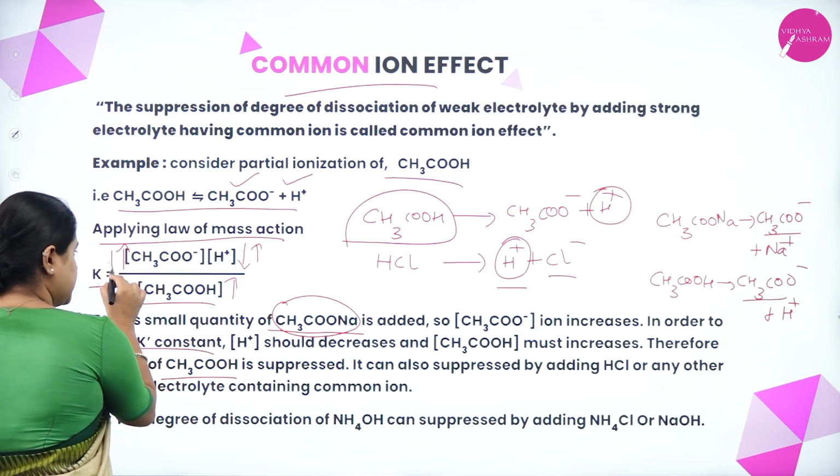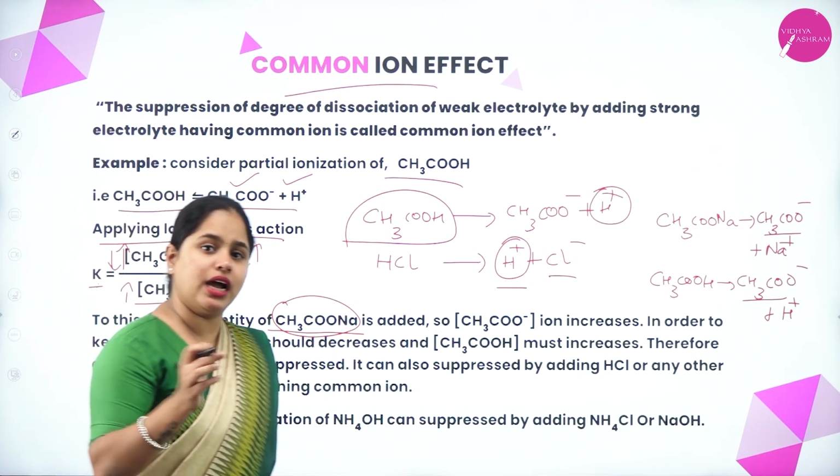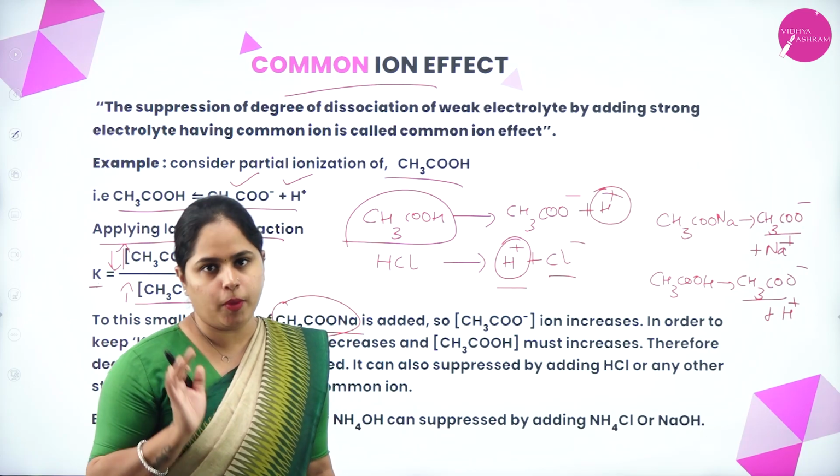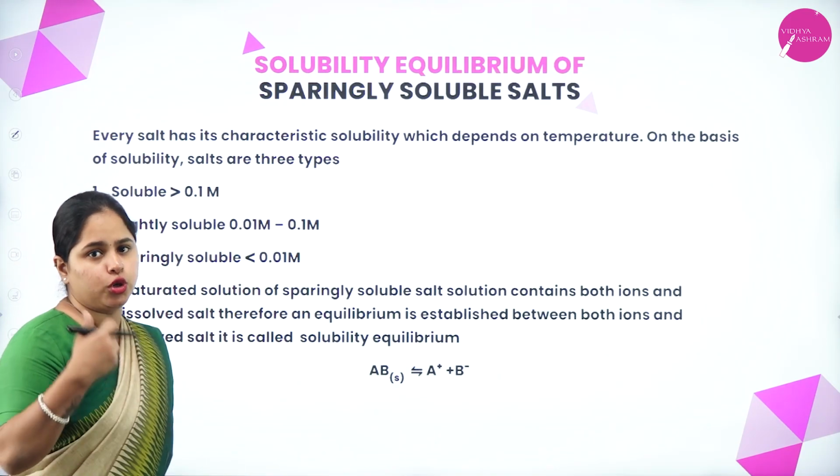The concentration of acetate ion should decrease and the concentration of the acetic acid should increase. So in that way also we can suppress it. I hope the common ion effect is clear. Moving on to solubility equilibrium of sparingly soluble salts.